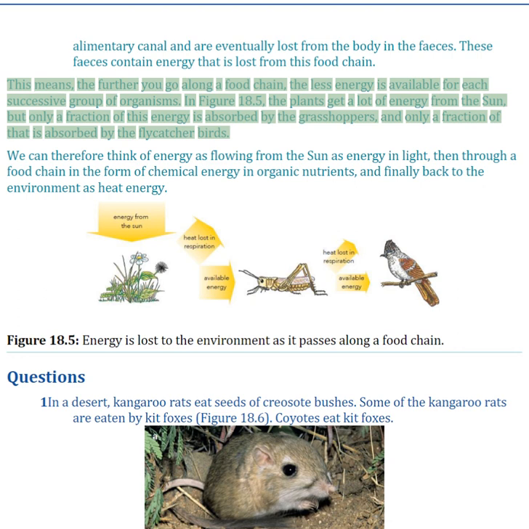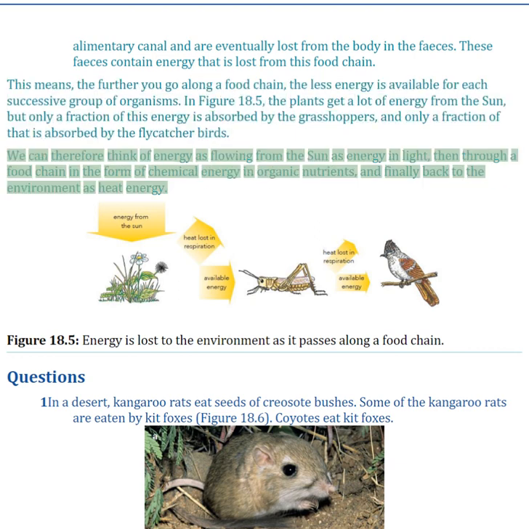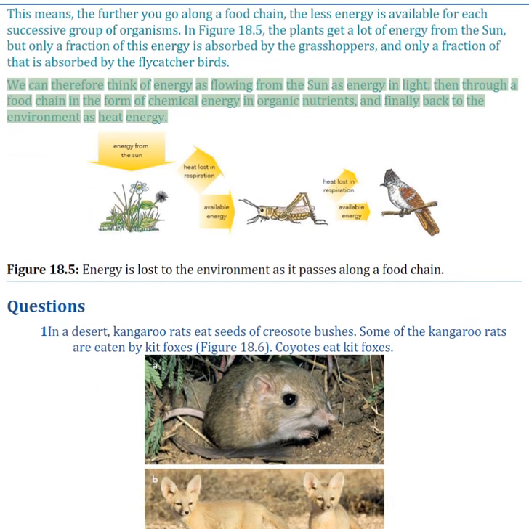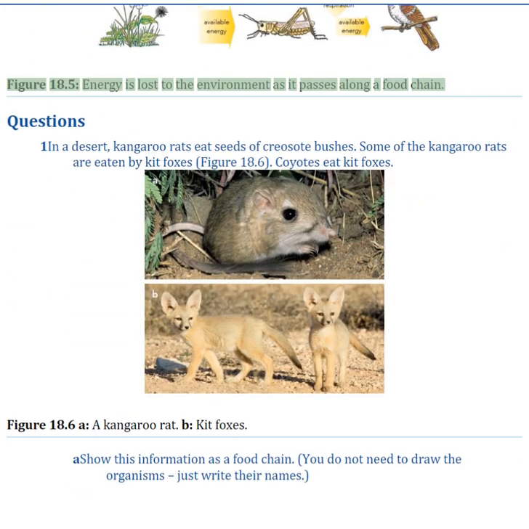This means the further you go along a food chain, the less energy is available for each successive group of organisms. In Figure 18.5, the plants get a lot of energy from the sun, but only a fraction of this energy is absorbed by the grasshoppers, and only a fraction of that is absorbed by the flycatcher birds. We can therefore think of energy as flowing from the sun as energy in light, then through a food chain in the form of chemical energy in organic nutrients, and finally back to the environment as heat energy. Figure 18.5: energy is lost to the environment as it passes along a food chain.